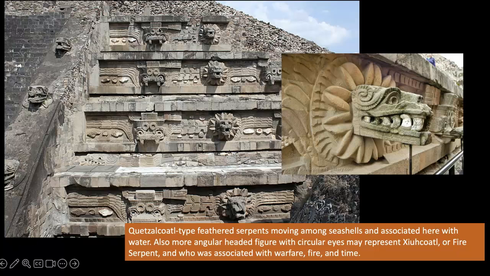The second head you see here projecting from the tablero has a much more stylized presentation, almost geometric, with its block-like head, circular eyes, nostrils, and of course fangs, so it's serpent-like as well. This one is believed to be Xiuhcotl, or the fire serpent, who was associated with warfare, fire, and time.